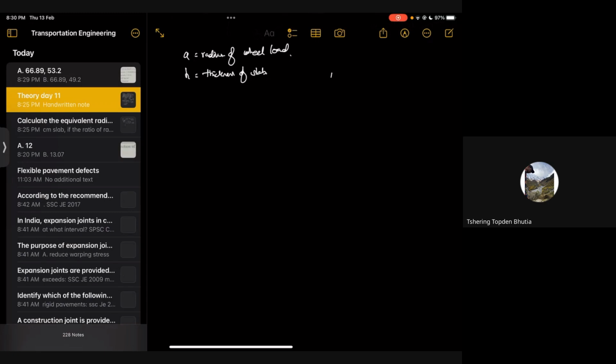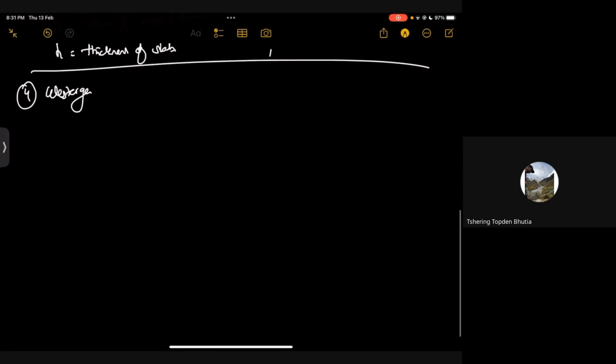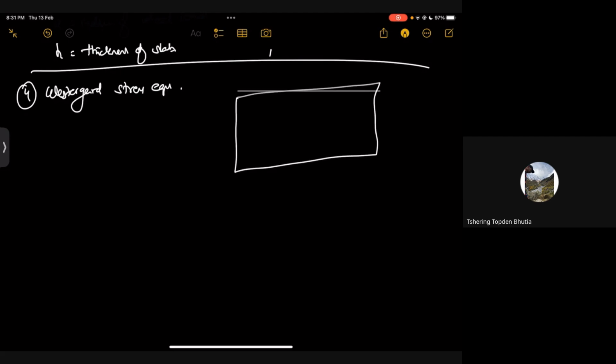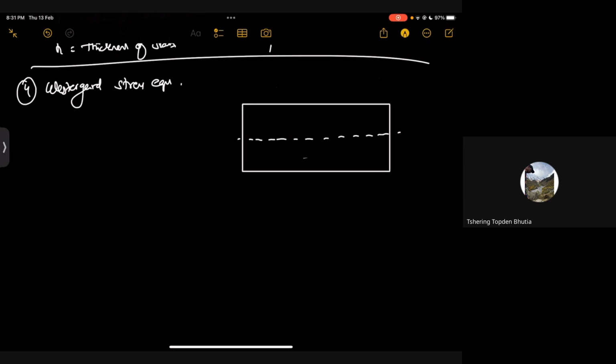The next terminology here is Westergaard stress equation. Consider this to be a rigid pavement. In your rigid pavement, this is the interior region, this is the corner region, and this region and this region are the edges. So, according to the Westergaard equation, how much stress occurs in the interior region, in the corner region, and in the edges? For this we have formulas.